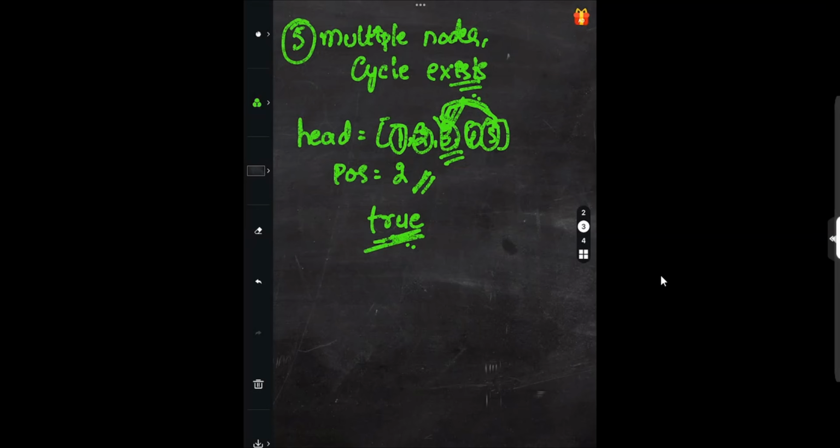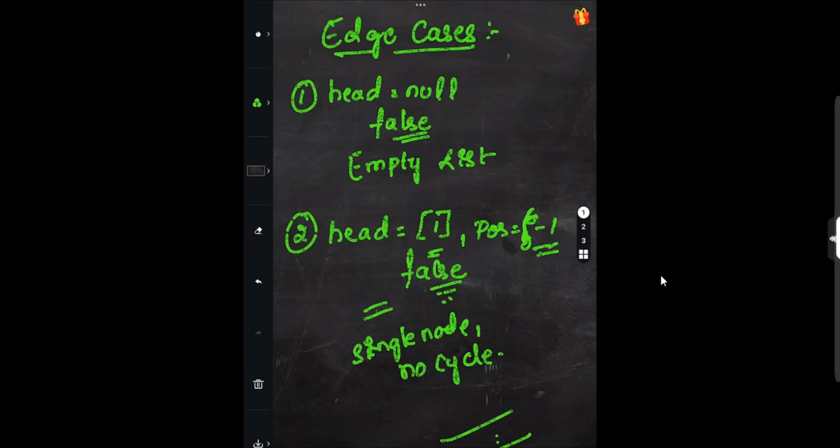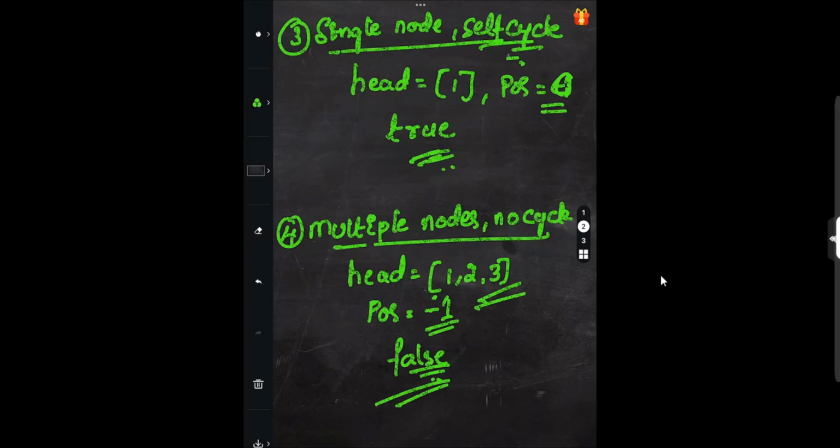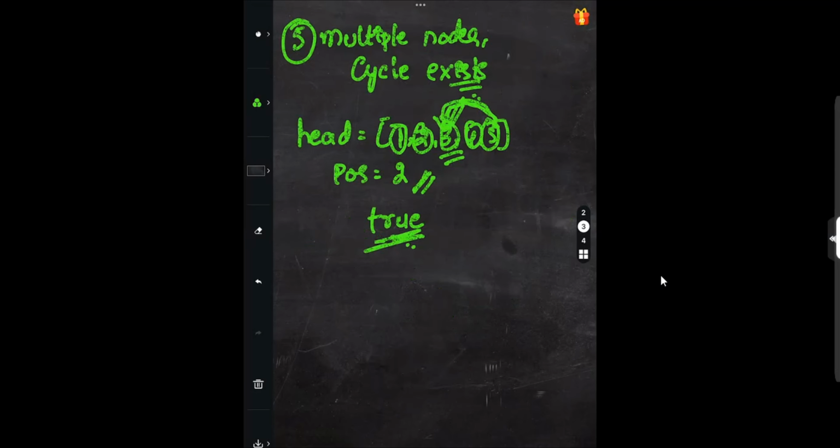So these are the 5 edge cases that we need to consider. I hope all the edge cases are clear. First, we went with the empty list, second, single node no cycle, third, a single node self cycle, fourth, multiple nodes no cycle, and the final one, multiple nodes and the cycle exists here. So these are the 5 edge cases that we have to keep in mind.